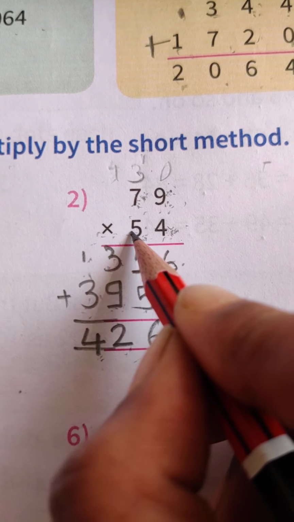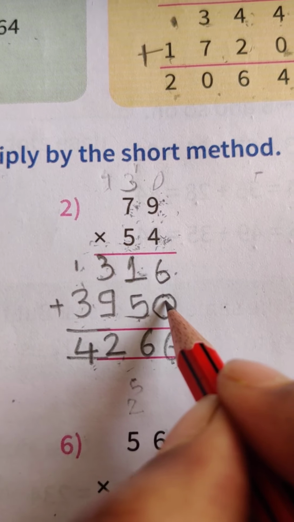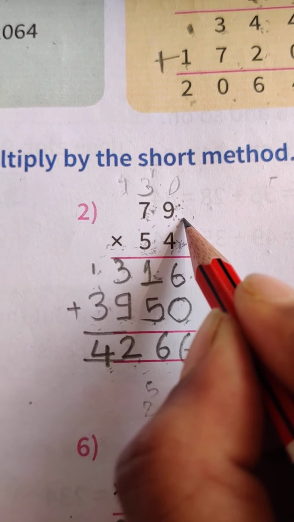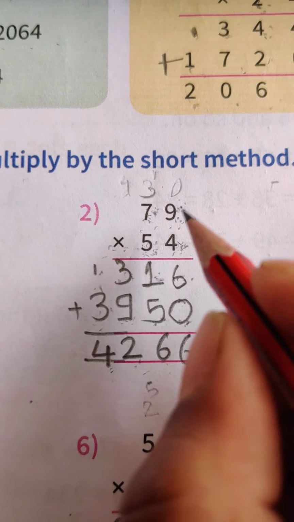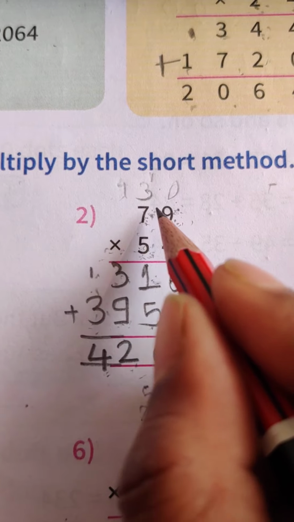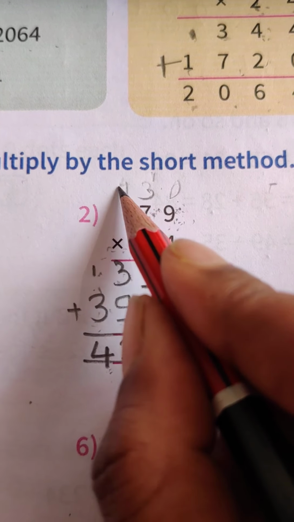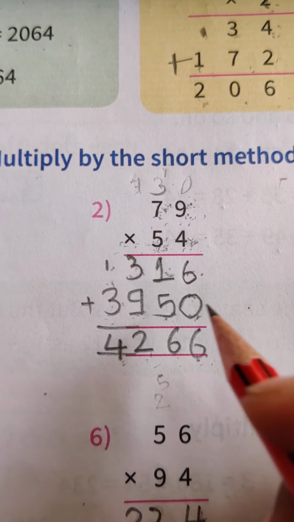Now that 5 is in the place of 10. So we will put 0 in the 1 place. Now 5 into 9, 5 into 9 is 45. So we will write here 5 and 4 is the carry. Now 4 हमारा carry हो गया. 5 into 7, 35. 35 plus 4, 39. So we will write here 39.